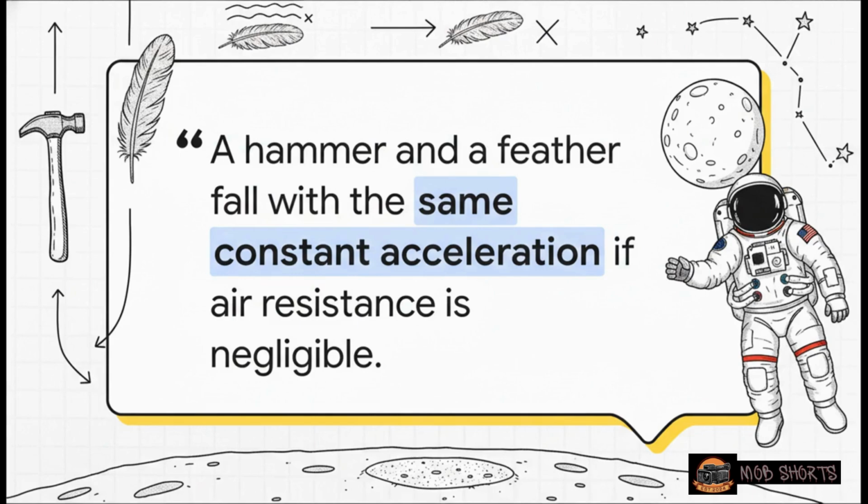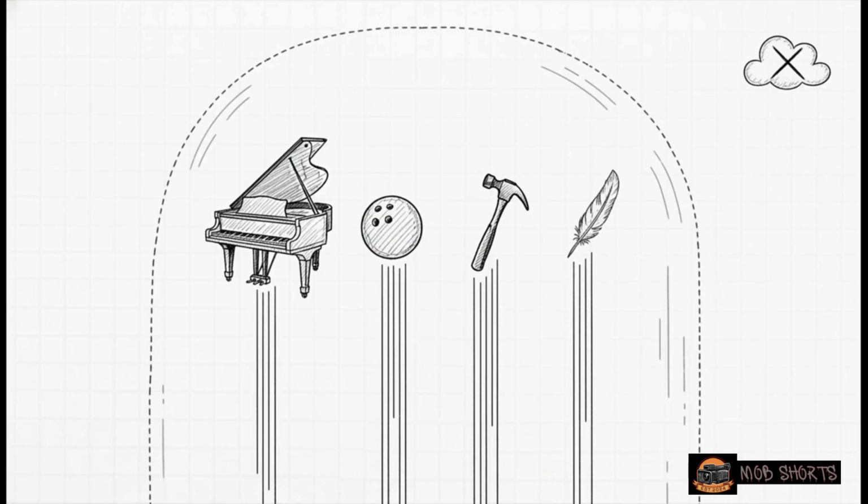He held out a hammer and a feather, and he dropped them. And sure enough, they fell side by side in perfect sync and hit the lunar dust at the exact same moment. And that, in a nutshell, is the principle of free fall. Once you take air resistance out of the picture, every single object, doesn't matter if it's a piano, a bowling ball, or a feather, it's going to fall with the exact same constant acceleration.